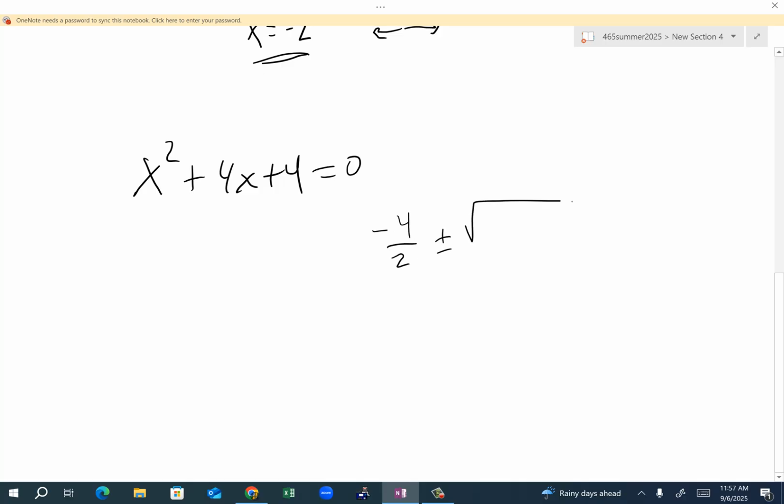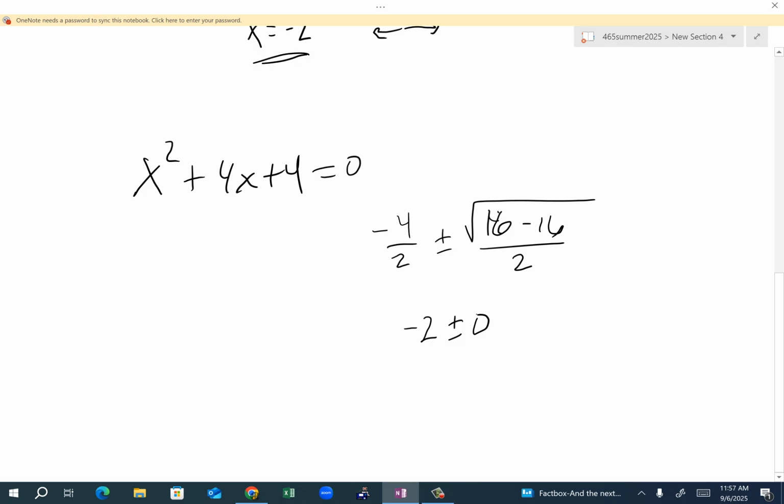Wait a minute. X squared plus 4x plus 4. By the way, how many zeros is that? 2. There are always 2 zeros on a quadratic. Always, always. Okay, let's do this one then. It's negative 4 over 2 plus or minus the square root of 16 minus 16 over 2. So negative 2 plus or minus 0.